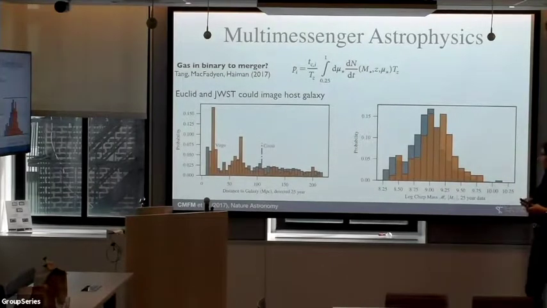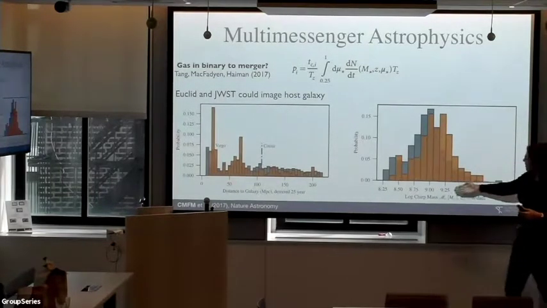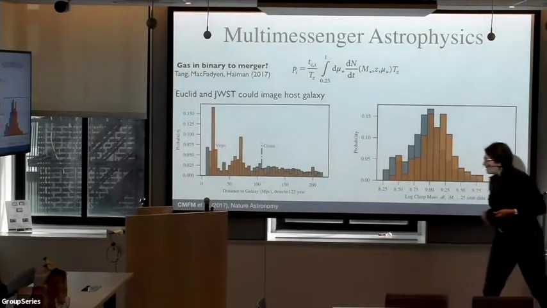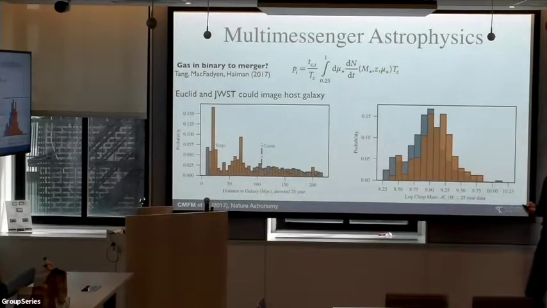This is for a 25-year data set, and the orange is white noise, and the blue is red noise. And so what I found is that there's a sweet spot in terms of the mass of the binary, where your binary is massive enough to be detectable, but not so massive that it zooms through the pulsar timing array band, and you don't get the chance to detect it because it merges too quickly. Also, if your binary is not massive enough, it will never be detectable.